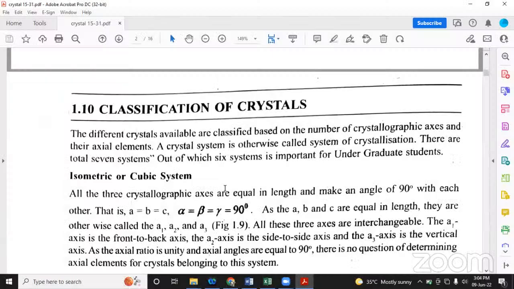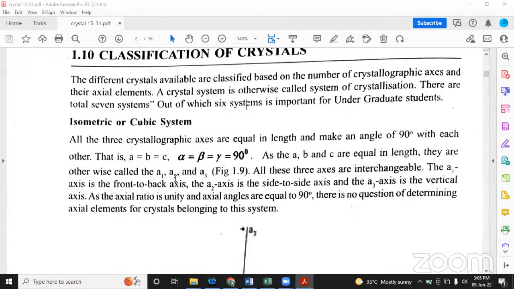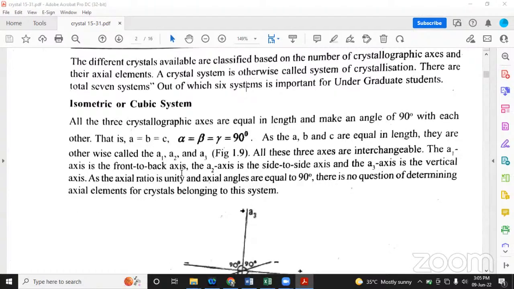The bias is on the crystallographic axis only. That is the first crystal system: isometric, or the cubic system. I will take the one whiteboard.